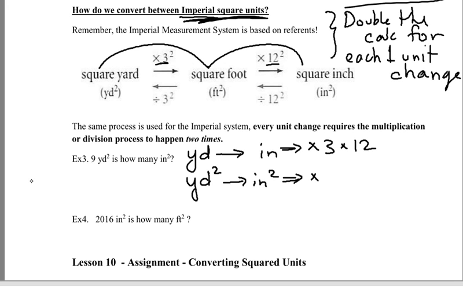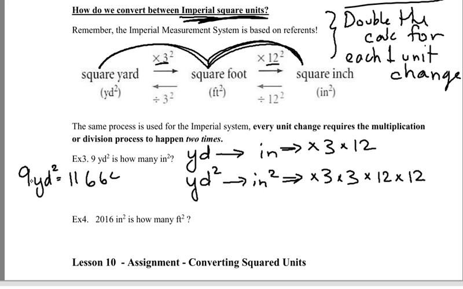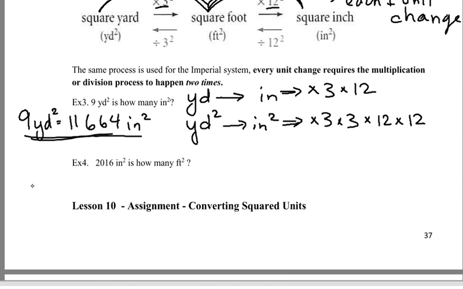So we have to go from square yards to square feet times 3 times 3. And from foot to inch is times 12. So feet squared to inches squared is times 12 times 12. Each calculation has to happen double. So 9 yards squared is actually 11,664 inches squared. There's your calculation. So lots of big calculations when we're talking squared.